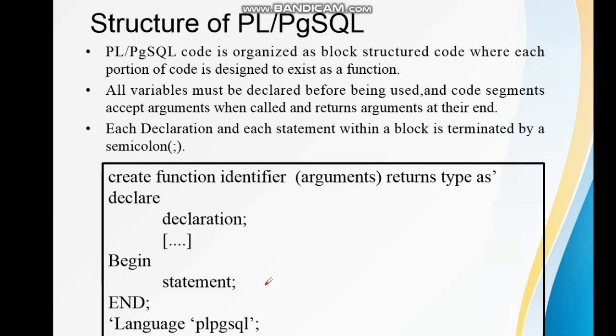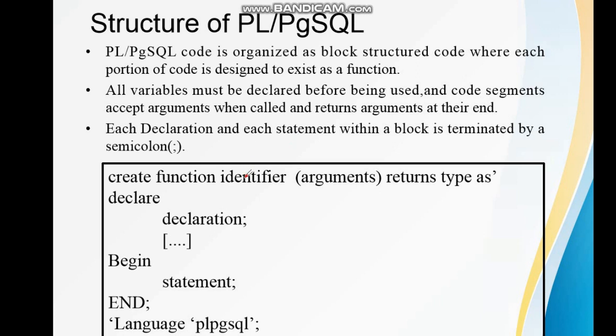Now let's see the structure of PLPgSQL. PLPgSQL code is organized as a block structure code where each portion of code is designed to exist as a function. All variables must be declared before being used, and code segments accept arguments when called and return arguments at their end. Each declaration and each statement within a block is terminated by a semicolon.